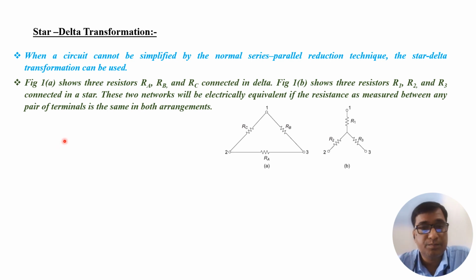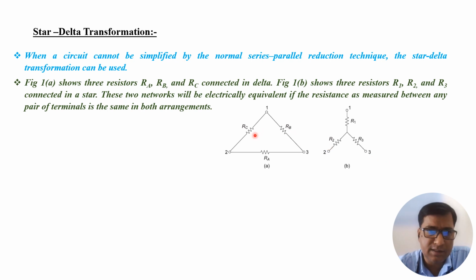For this conversion, star to delta or delta to star, it is an important condition that the behavior of the circuit should not be changed. If we consider the delta circuit and we have converted the delta into star, then the equivalent behavior of the circuit should remain unchanged. For that, the resistance between any terminal pair, let's say terminal pair 1 and 2, for delta is something like x, then the resistance between terminal pair 1 2 for the star should have the same value. Then they will be electrically equivalent to each other.